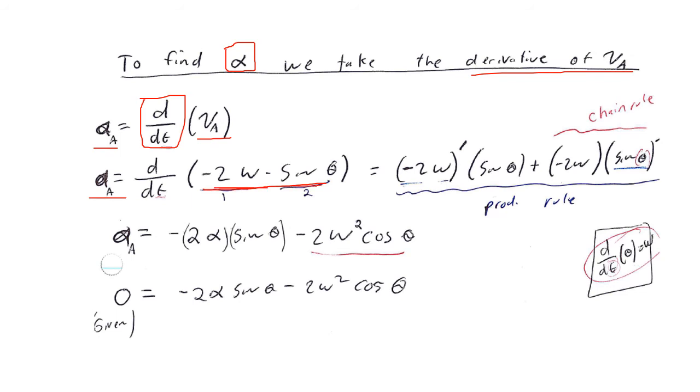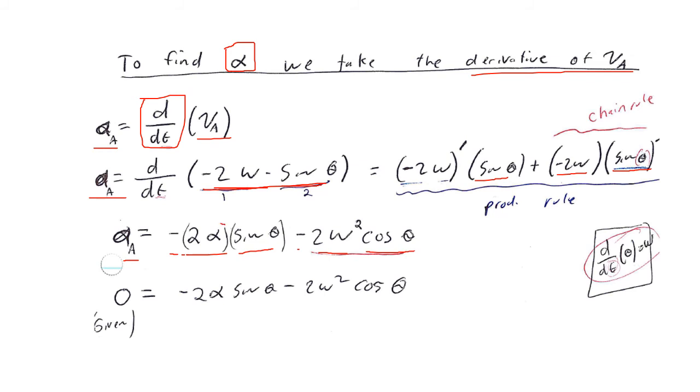minus the sine of theta here. Now for this here, what we can do is we can do our chain rule and our product rule. So we end up with for our derivative here of our v sub a, negative 2 omega prime, derivative of the first, times the second, which is sine of theta, plus the first, negative 2 omega, times the derivative of our second, which is the derivative of sine of theta here. So then we can do this using our chain rule. What we end up with is our a sub a is equal to negative 2 alpha times the sine of theta minus 2 omega squared times the cosine of theta there.